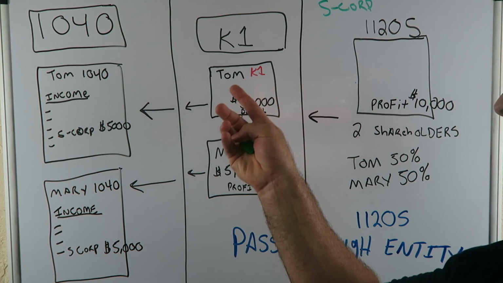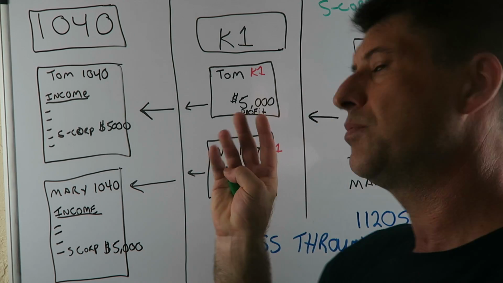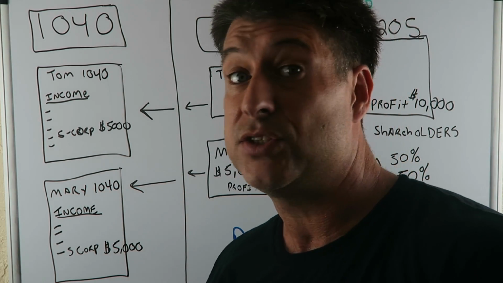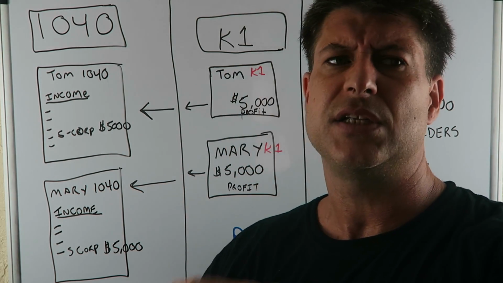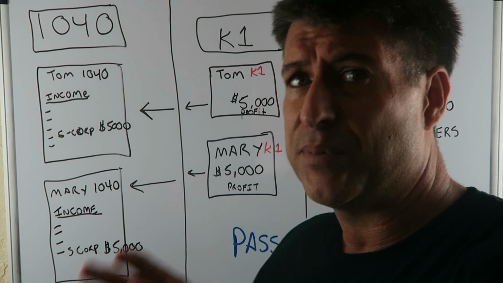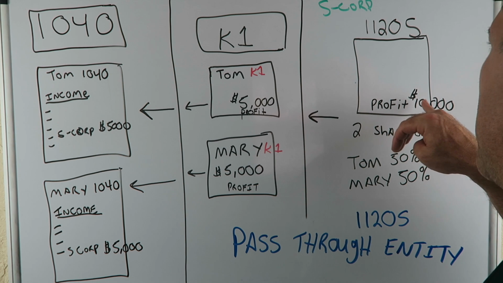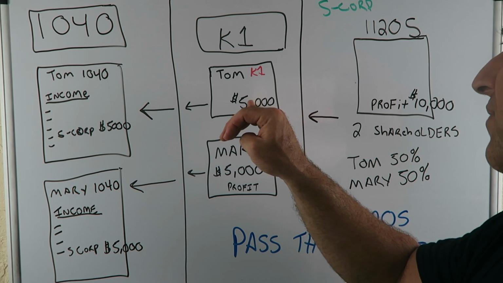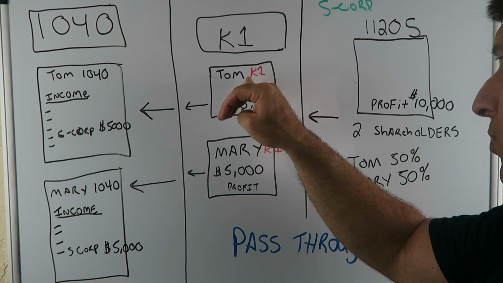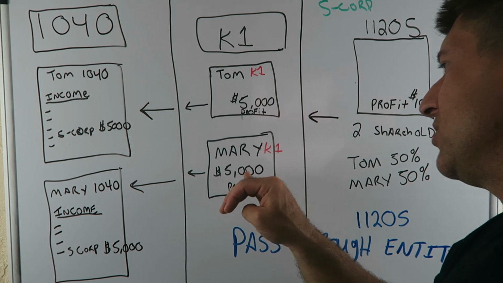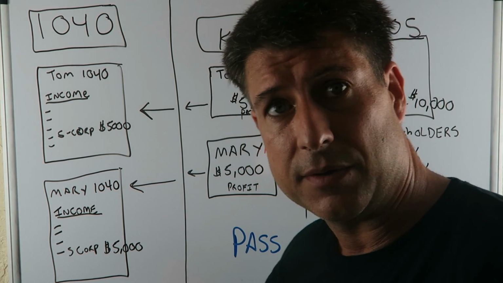You're going to have Tom with his K1. It's going to say $5,000 profit. It's going to have some other stuff too, maybe if they took shareholder distributions or a bunch of other stuff. But I want to focus in on the profit. So you had $10,000 profit with two shareholders, so there's going to be $5,000 profit on Tom's K1, and then $5,000 profit on Mary's K1.